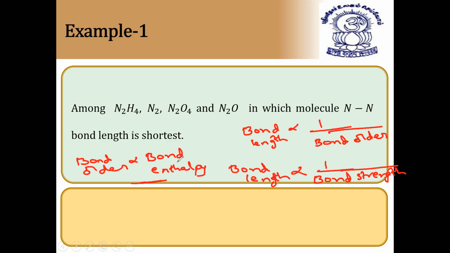So bond order is proportional to bond enthalpy. Bond length is proportional to 1 by bond strength. So based on this, we can say nitrogen molecule bond order is 3.